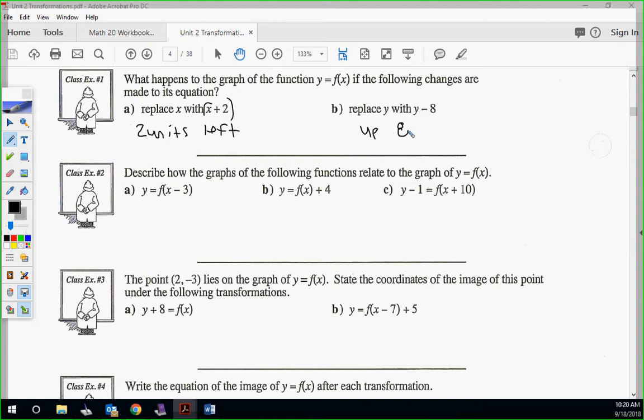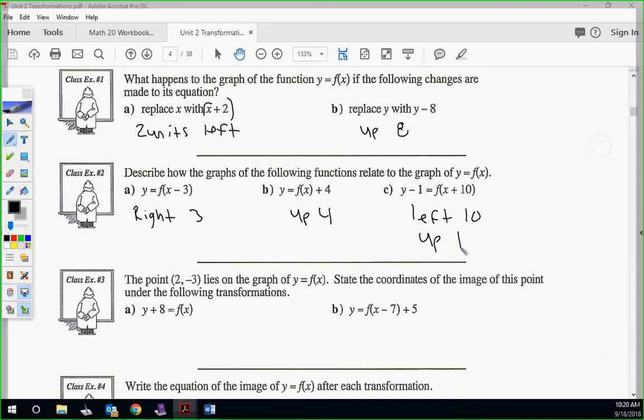Describe how the graphs of the following functions relate to the graph of f of x. So this would be a right 3, up 4, left 10, up 1. Okay, so this one, if you're confused in this one, you have to add this one over, right? So it'll be over here. X plus 10 means left 10. That's already ready. Function plus 4, so up 4. This right here, minus 3, so right 3.